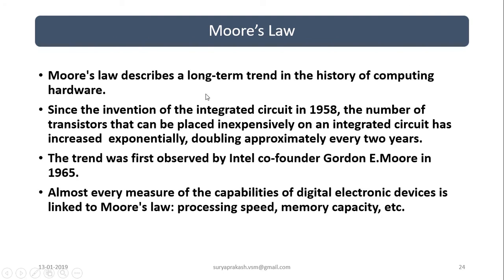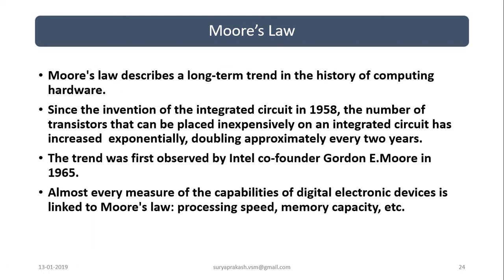So, at the last, we are going to see Moore's law. Moore's law describes a long-term trend in the history of computing hardware. Since the invention of the integrated circuit in 1958, the number of transistors that can be placed inexpensively on an integrated circuit has increased exponentially, doubling approximately every 2 years. The trend was first discovered by Intel co-founder Gordon E. Moore in 1965. Almost every measure of the capability of digital electronic devices is linked to Moore's law: processing speed, memory capacity, etc.